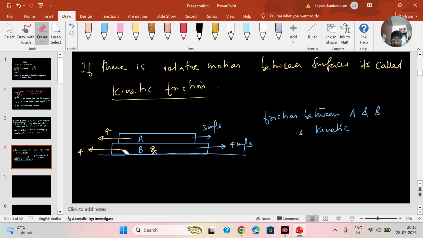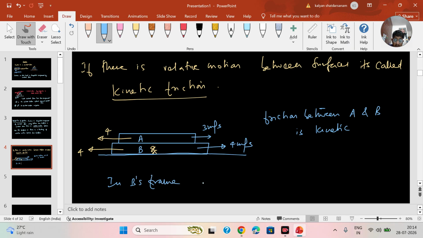And in B's frame, how is A moving? A has a velocity 4 to the left and 3 to the right. If you add both of them, it will be 1 to the left. So in B's frame, A is moving to the left. So the friction on A will be to the right because friction opposes relative motion.